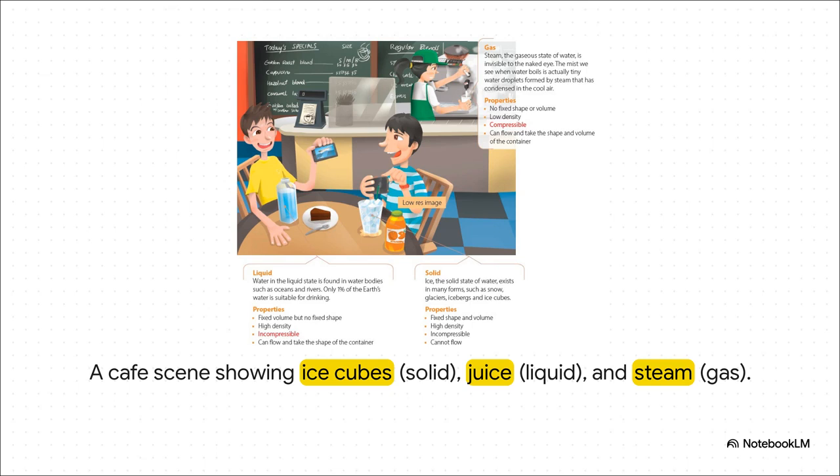Just think about a cafe. You've got the solid ice cubes clinking in a glass, the liquid orange juice sloshing around them, and the gas, the steam, puffing out of the espresso machine. It's the exact same science, just a little cozier.